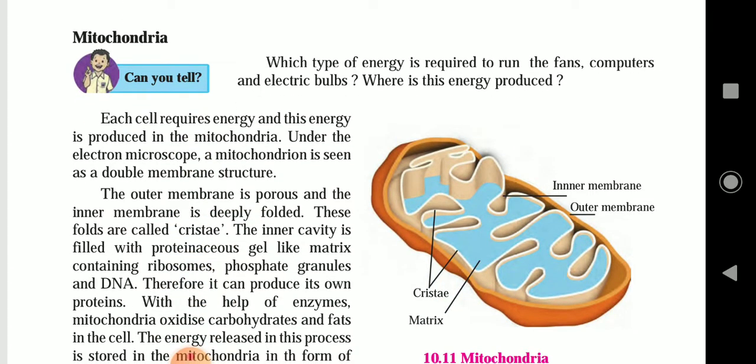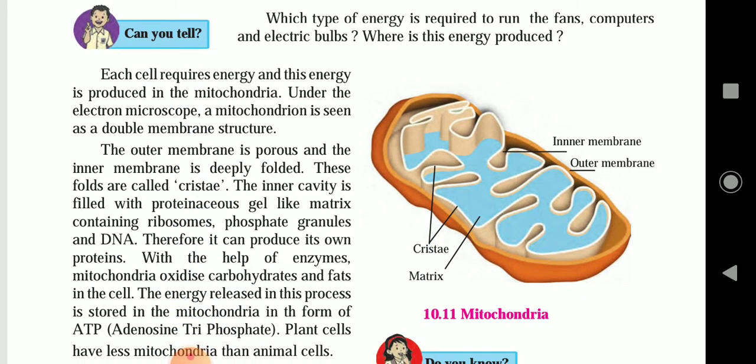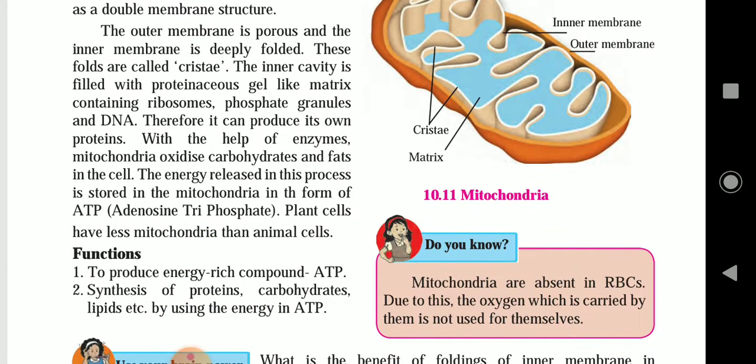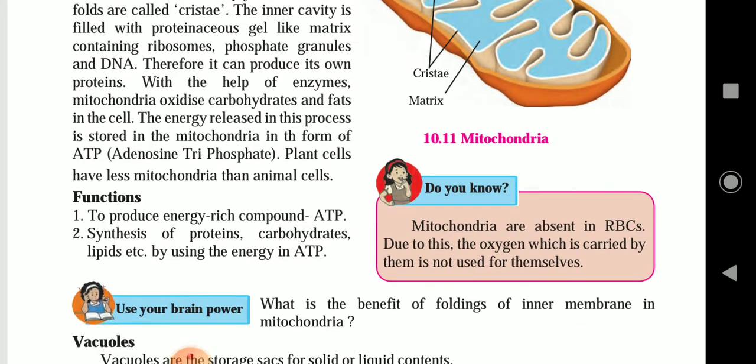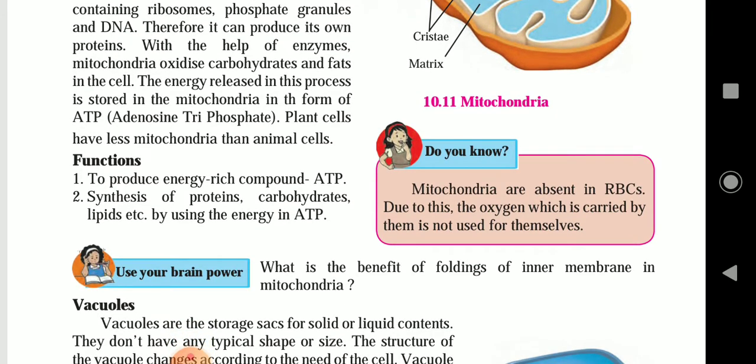Mitochondria, a very, very important thing, the energy giving organelle. The cell requires energy, and this energy is produced in mitochondria. So that energy is trapped in the form of ATP molecules. So what are these ATP molecules? The energy rich compound adenosine triphosphate. So for the function of mitochondria, it is called the powerhouse of the cell.